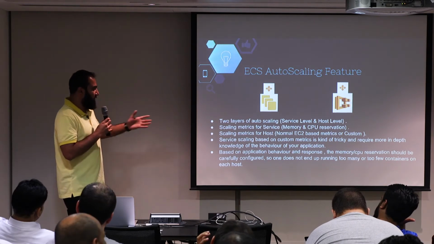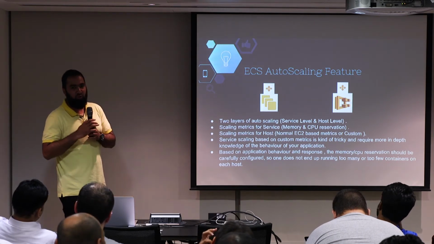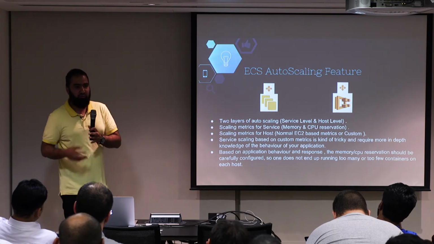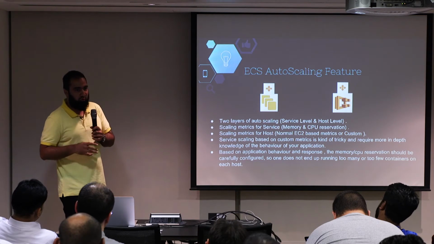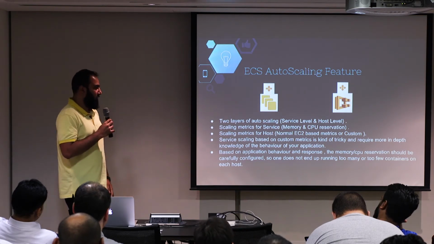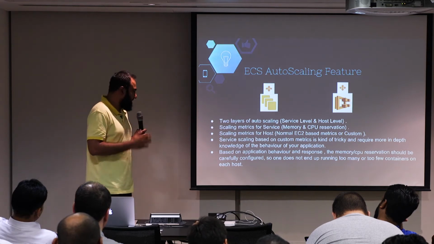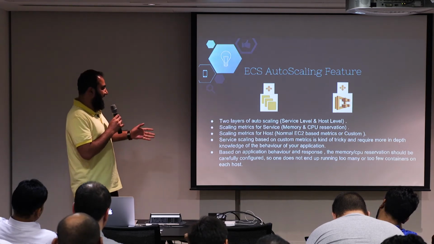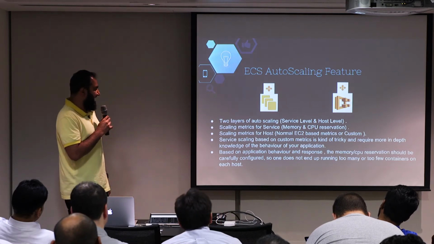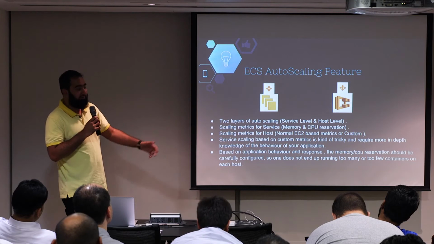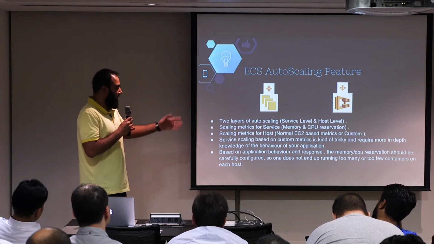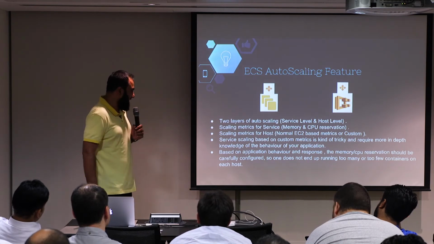So it has a lot of moving targets. If you start using custom metrics, then you have to track them. You need to have a separate service to track them and know what's going on, what happened. You need to have a good alerting service, so you know what's actually happening. So service scaling can be done by metrics, and the scaling metrics for service provided by AWS are memory and CPU reservation. In the next slide, I will tell you what memory and CPU reservation are.